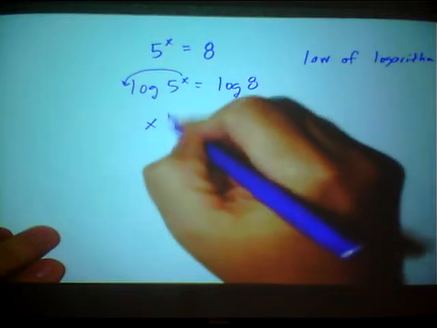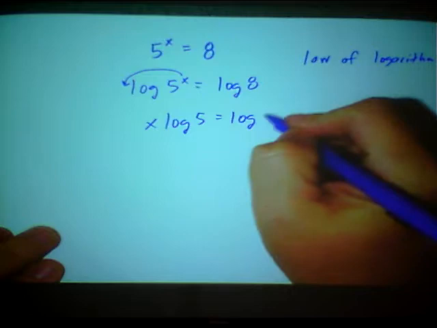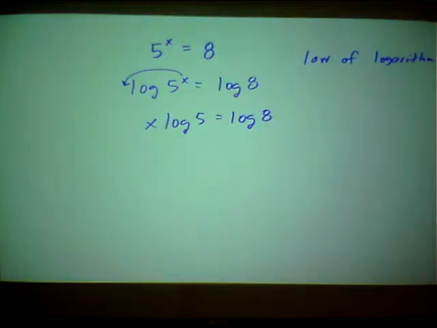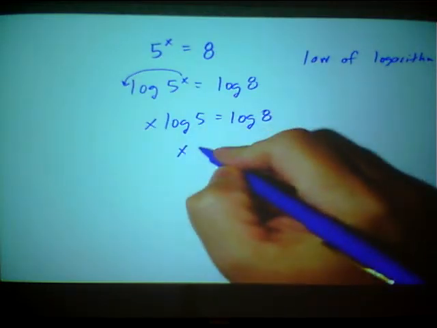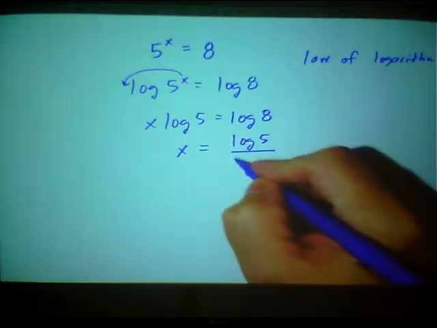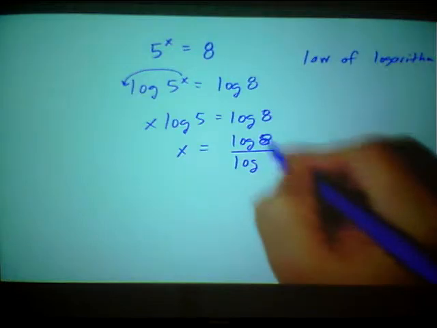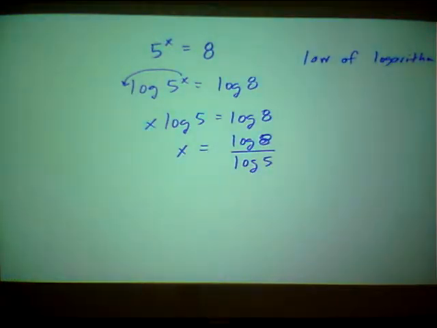And that becomes very handy because that gives us a way to get the x out of the exponent and into a place where we can actually solve for it. Because I can now solve for this x if I divide both sides by log 5. And I simply have x equals log 8 divided by log 5.